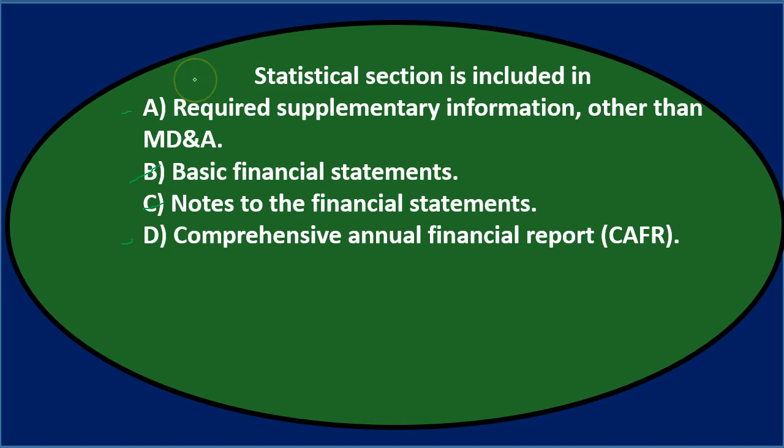So let's do it one more time. We're left with A and D. Statistical section is included in either A, required supplemental information other than the MD&A, or D, comprehensive annual financial report, CAFR. Of the two, D is going to be our final answer. So it's the comprehensive annual financial report that can include the statistical section, which may not be required in the minimum requirements.